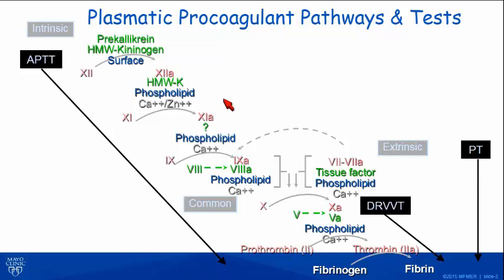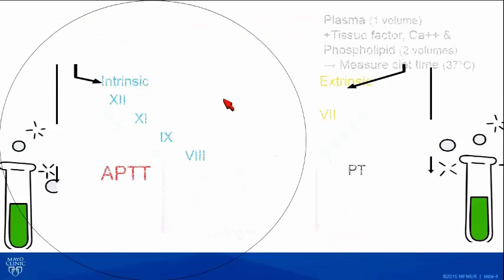The DRVVT bypasses all of those. It starts off with adding activators, snake venom activators of 10A and/or 5A, mostly used for lupus anticoagulant testing. The thrombin time test is simply performed by adding exogenous thrombin and having that interact with the patient's fibrinogen to convert it to fibrin, and we'll discuss how these tests are applied.